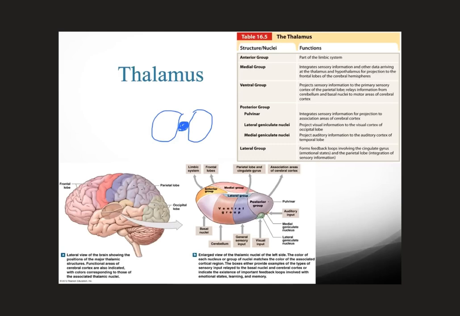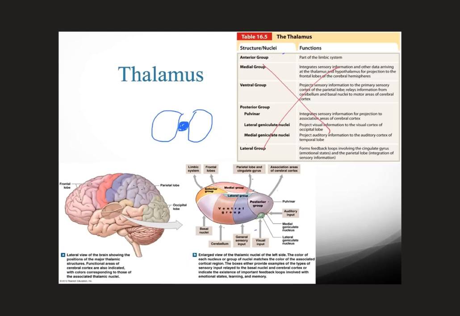As you can see, it has this egg-shaped structure right over here, and it has several different compartments. If you look over here, we're going to have an anterior group, a medial group, a ventral group, a posterior group that's subdivided into three other groups, and a lateral group. You don't need to know any of these functions. This table you don't need to know, because I don't want you memorizing any of this.